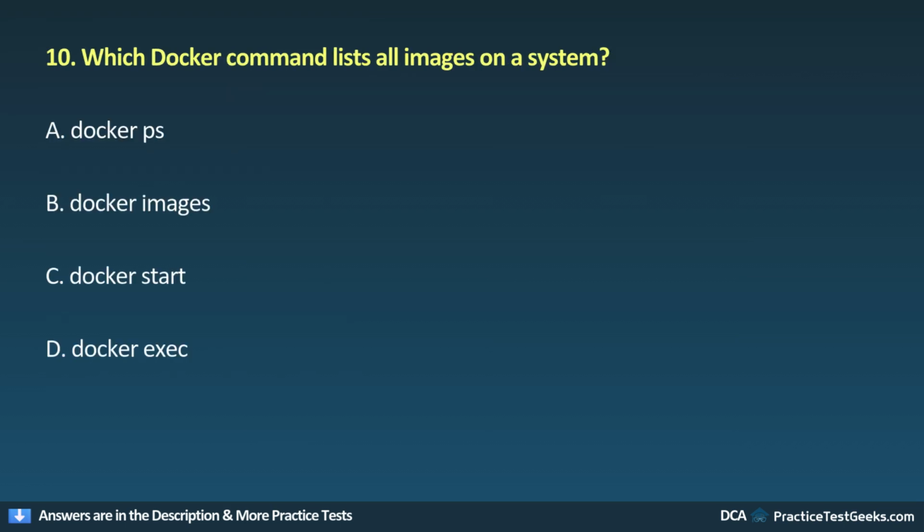10. Which Docker command lists all images on a system? A. docker pull. B. docker images. C. docker start. D. docker exec.